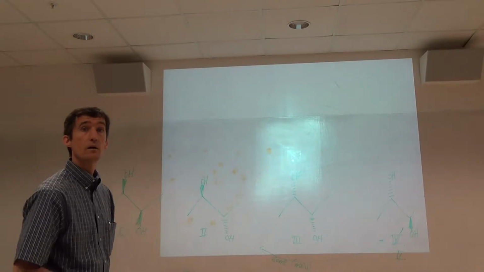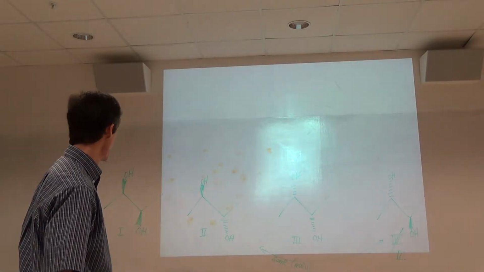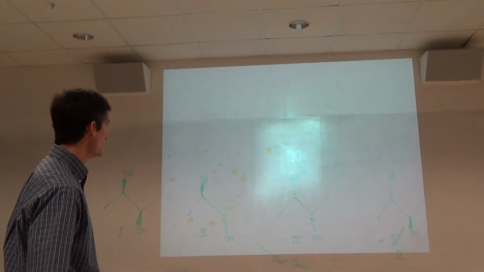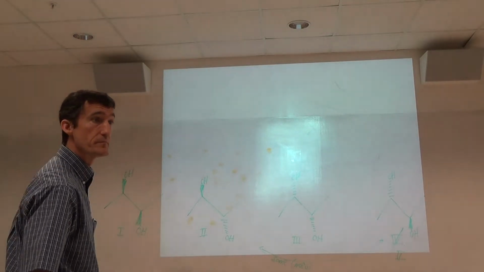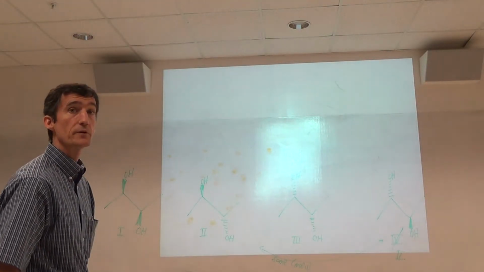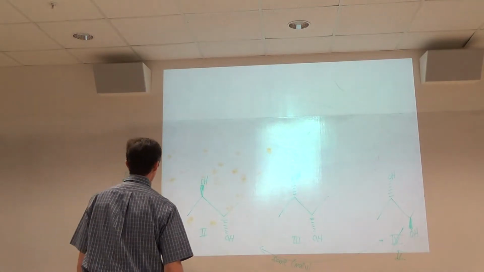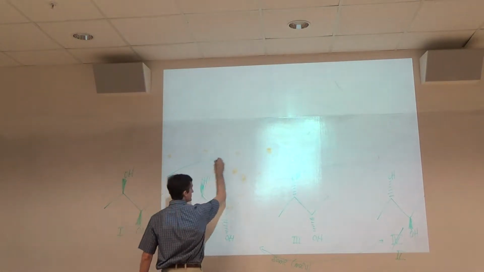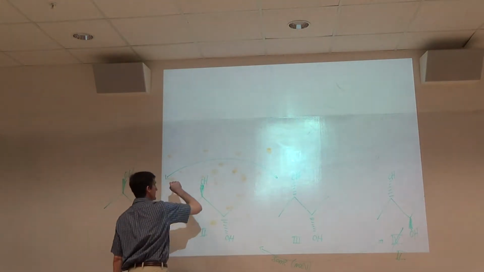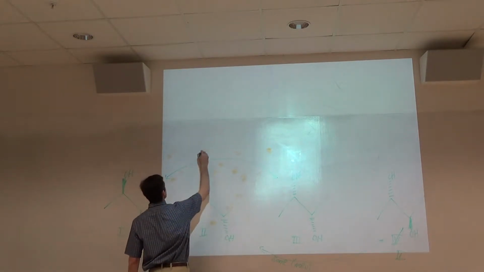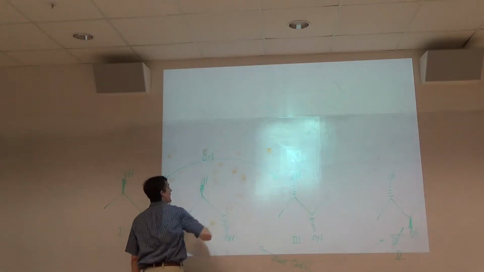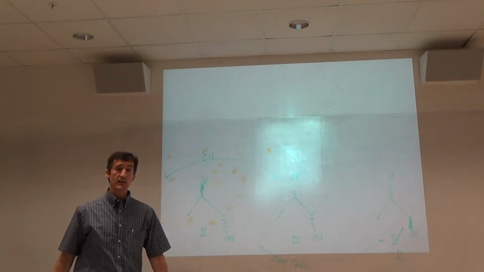Sorry, are 1 and 3 not the same? So 1 and 3 are not the same. They're not superimposable, right? 1 and 3 are not. What's the relationship between 1 and 3? Since I'm telling you they're not the same, what's the relationship? 1 and 3 are enantiomers because everything's reversed.